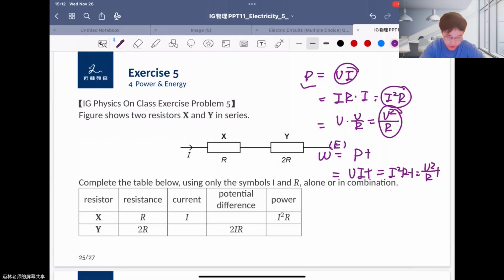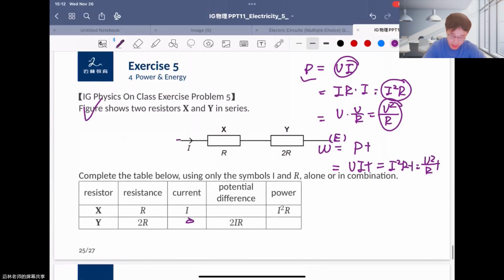So maybe here you have a question: the figure shows two resistors X and Y in series, okay? And here you can find the current is I, that means I passes through X and Y together, right? So we can say for X the potential difference is I times R, right? Because using Ohm's law, the potential difference equals I times R, okay? So for power you can use the formula power equals U times I, right? I is I, and the potential difference is IR, so it's I times IR, that means I squared times R, right?